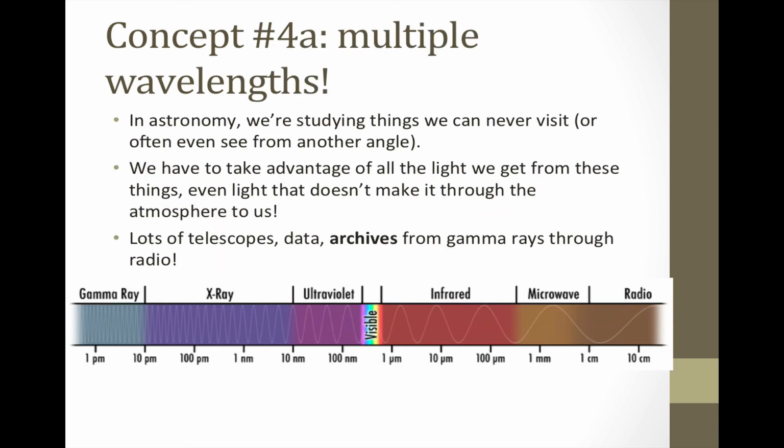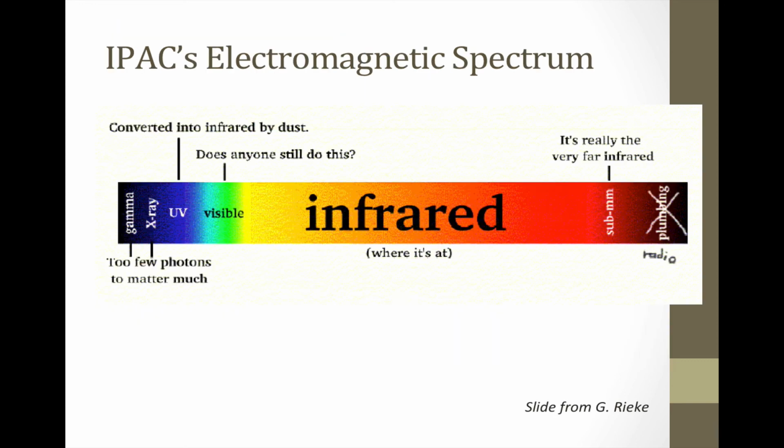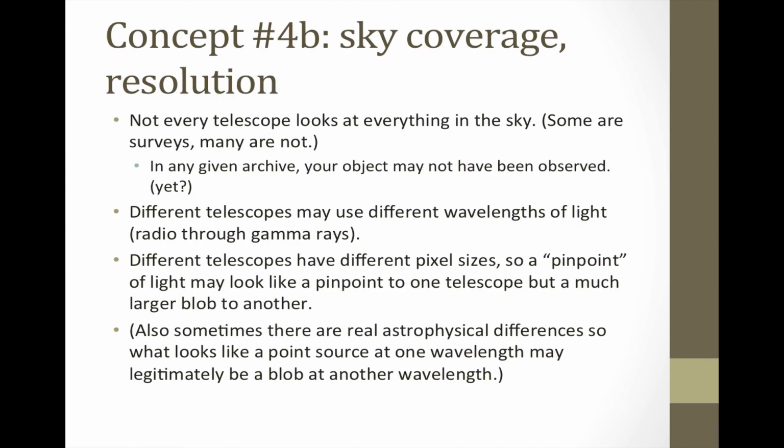All right, astronomical data. I've already mentioned a little bit about multiple wavelengths. We're studying multiple wavelengths. We're studying things we can never visit, and you can't pick it up and turn it around and see what it looks like from another angle. So we have to get really creative about taking advantage of all the light we get from these things, even the light that doesn't make it through the atmosphere, even the light we can't see. So there's lots and lots of telescopes and data, and therefore archives of data, from the gamma ray all the way through the radio. At IPAC, we study lots of infrared things. And this is the way that we look at the electromagnetic spectrum.